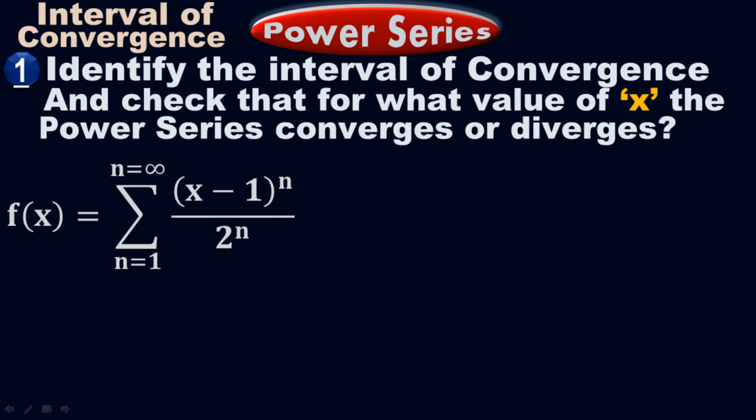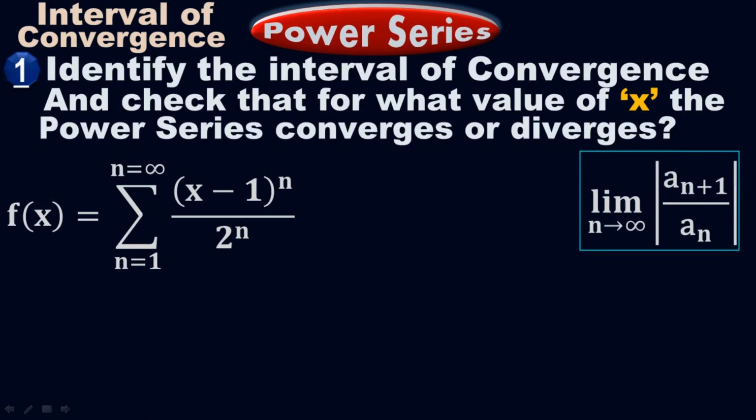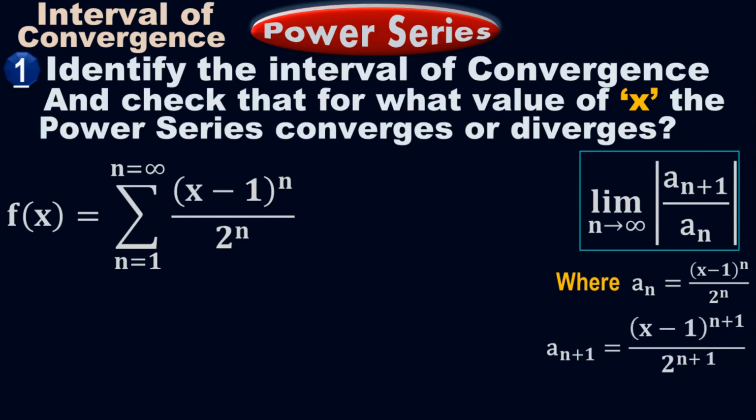Now we know that according to the ratio test, we have the limit of a sub n plus 1 over a sub n as n approaches infinity. a sub n equals (x minus 1) to the n over 2 to the n, and a sub n plus 1 equals (x minus 1) to the n plus 1 over 2 to the n plus 1. Look at the equation. This equation is centered at 1. It's not the special case of a power series centered at 0, where we would have x to the n over 2 to the n. But since it is centered at 1, we have (x minus 1) to the n over 2 to the n. This whole part behaves as a sub n.